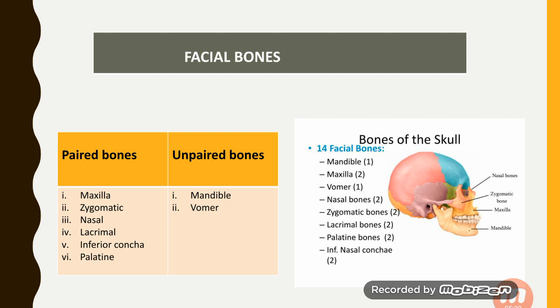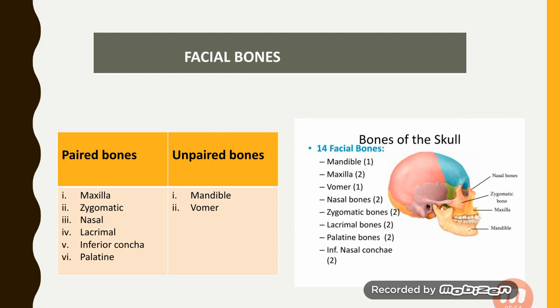Now the first one, that is called maxilla, it forms the upper jaw and it is shown in the diagram as well. Then is the zygomatic bone, which basically forms the prominence of the cheek. So if you see a frontal look of the face, you will come to know the zygomatic bones form the cheek bones.